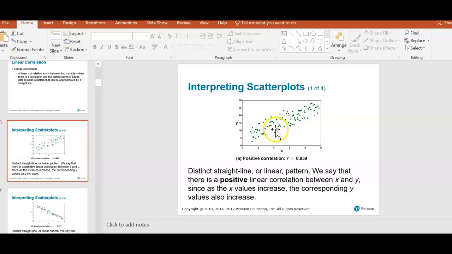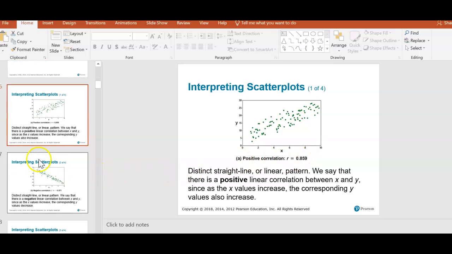Looking at some scatter plots, you can see there is a linear correlation between x and y here. As x increases, y increases. This is called a positive correlation. I actually give you an r value for this one of 0.859. That's not super meaningful at the moment.